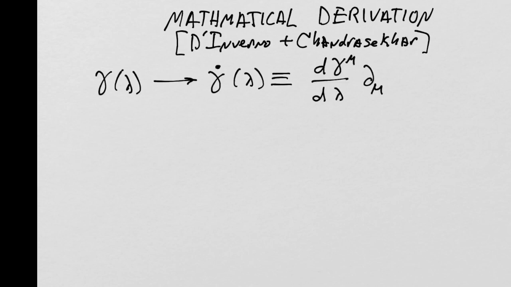So we begin with a curve in space-time. That curve is going to be called gamma. The parameter of that curve will be lambda.